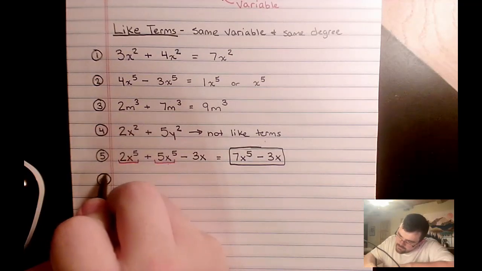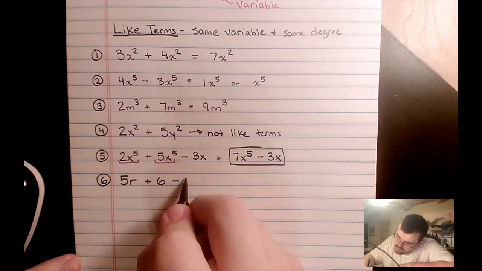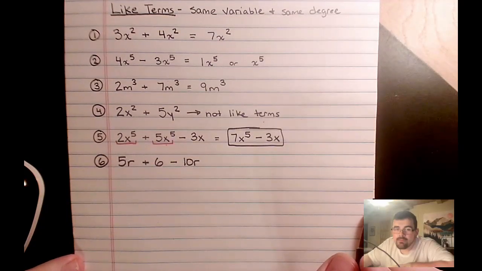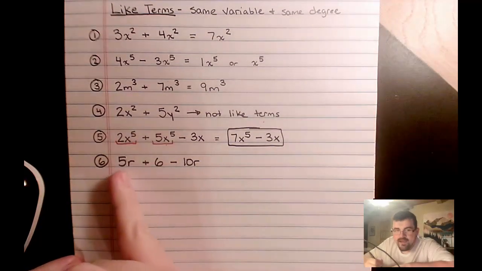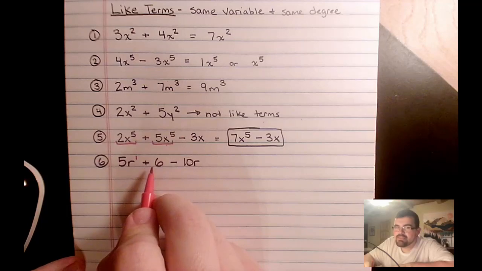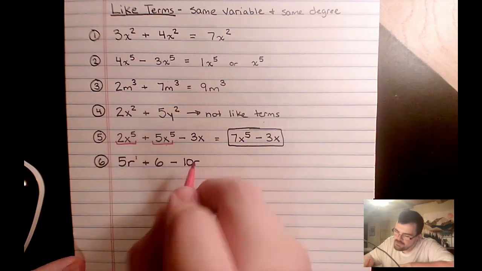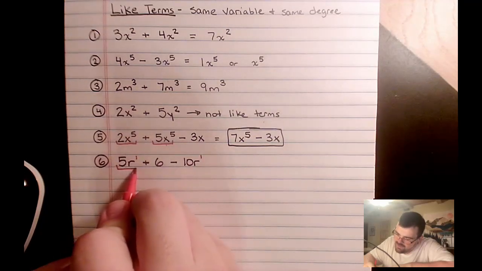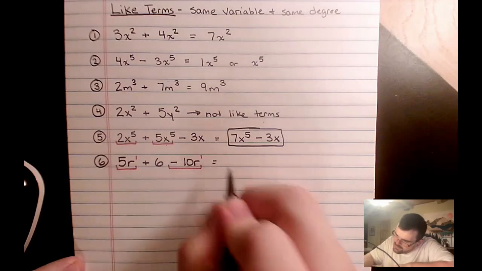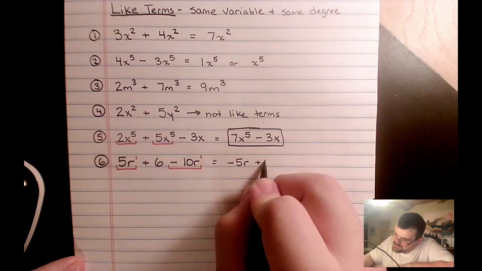Another example. 5r plus 6 minus 10r. So 5r, that's an r to the first power. 6, that doesn't have a variable, and so that would be a different degree. Over here, 10r to the first power, just remember that that is positive 5r and negative 10r. When you combine those like terms, those are going to combine to negative 5r. Bring over the plus 6, and we're good.